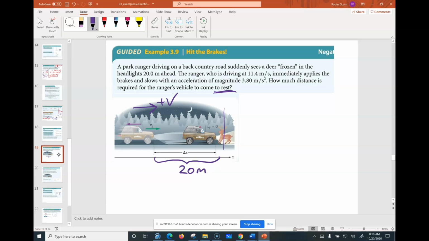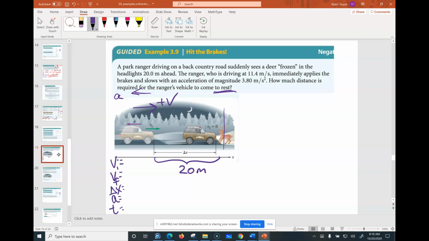So let's think about this. If we're moving in the positive direction for velocity and we're slowing down, we know my acceleration's got to be negative. So keep that in mind when you set up your 5 variables: my initial, my final, my displacement, my acceleration, and my time. Now let's go looking into the problem.